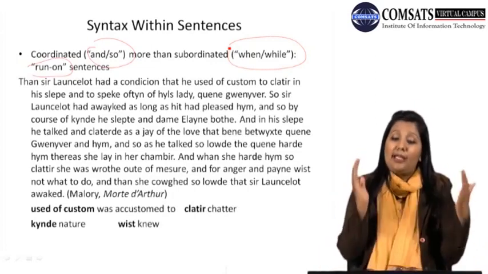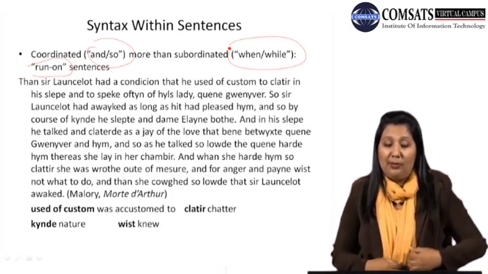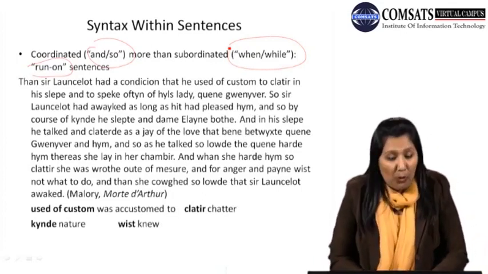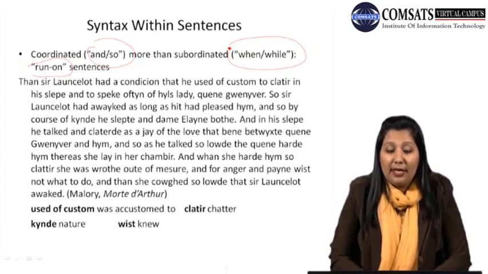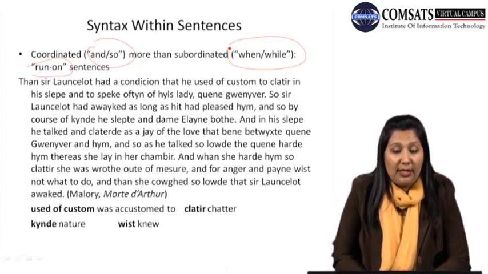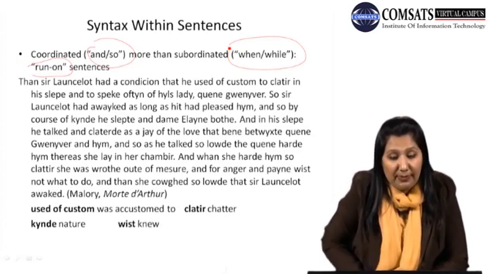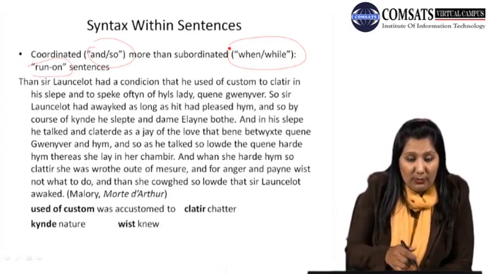This is one excerpt taken from Malory's Morte d'Arthur, and let's see how different things have been used. Let's look at whether there is an example of coordinated clauses with and or so. Yes, let's start looking from the first line.